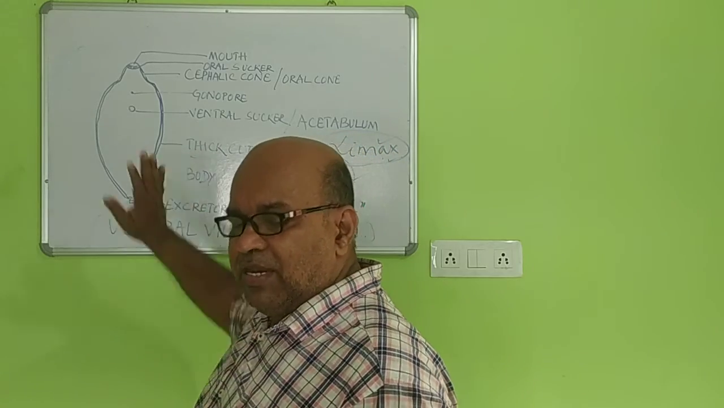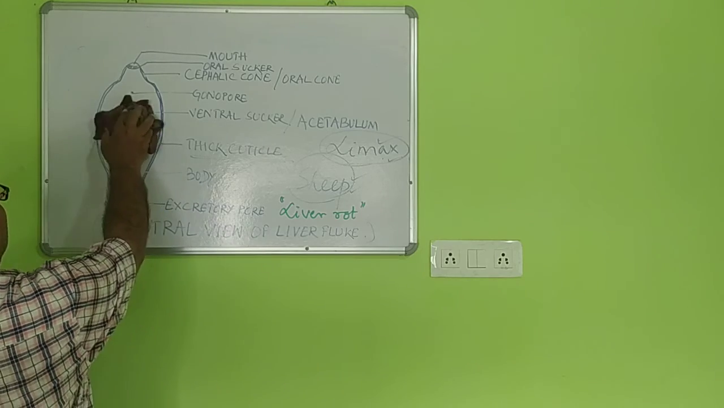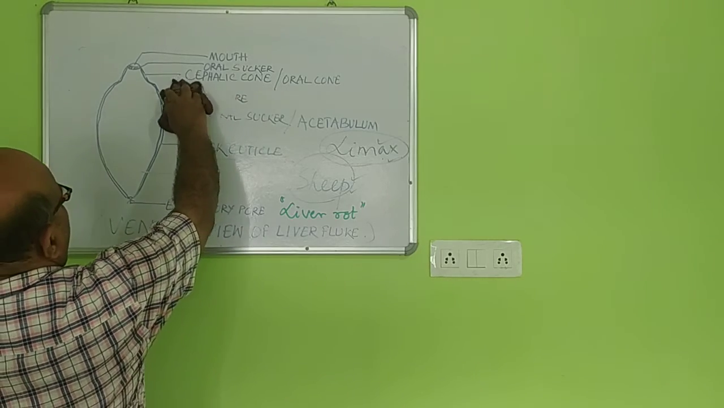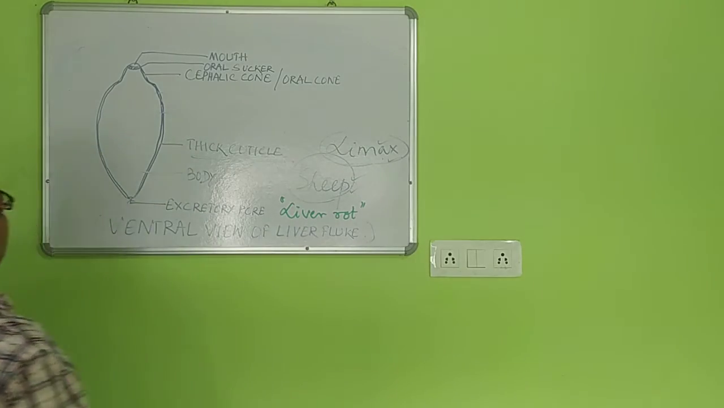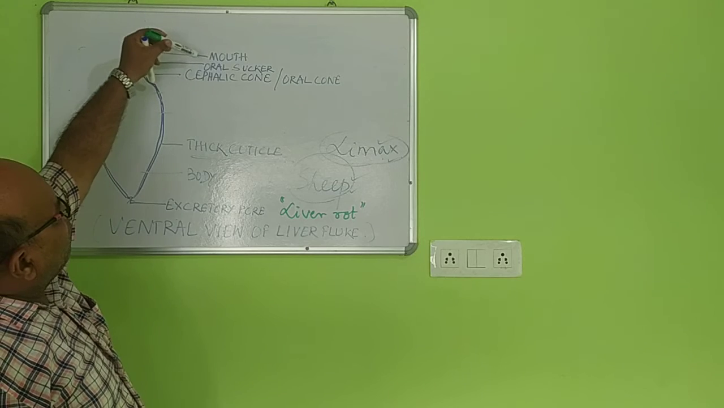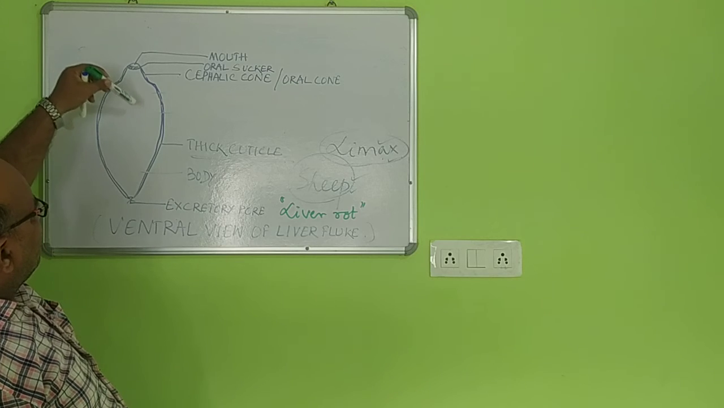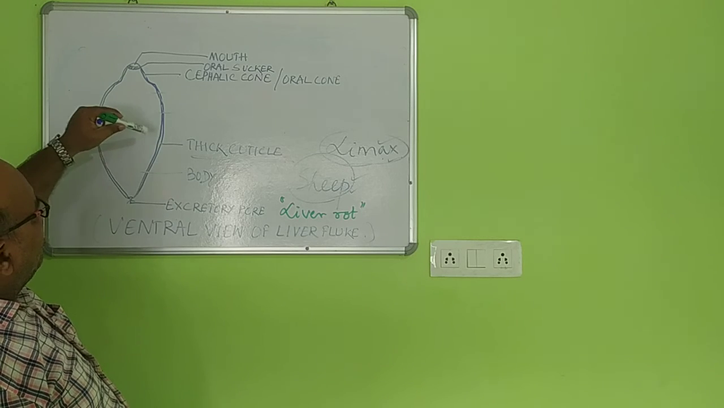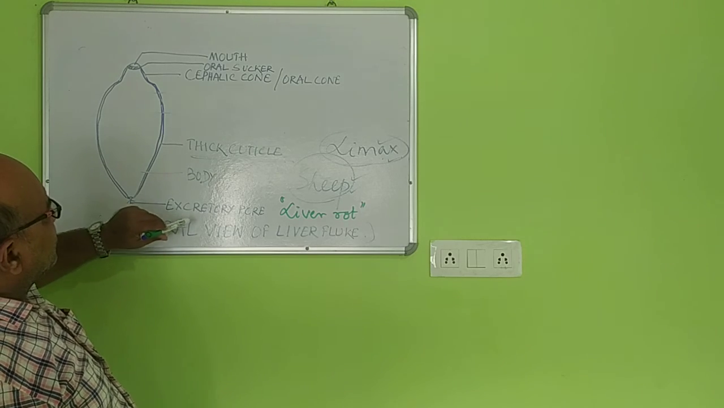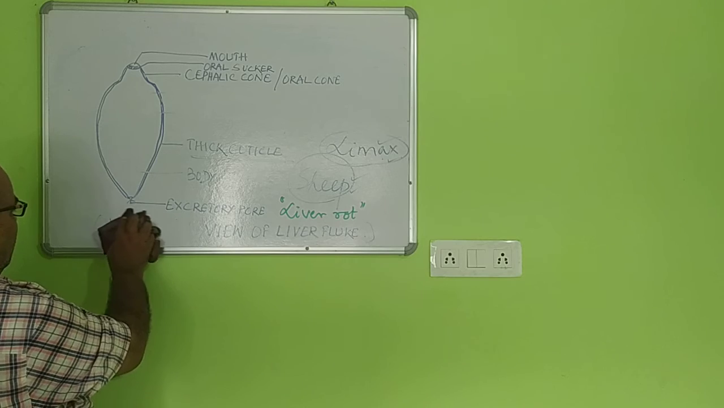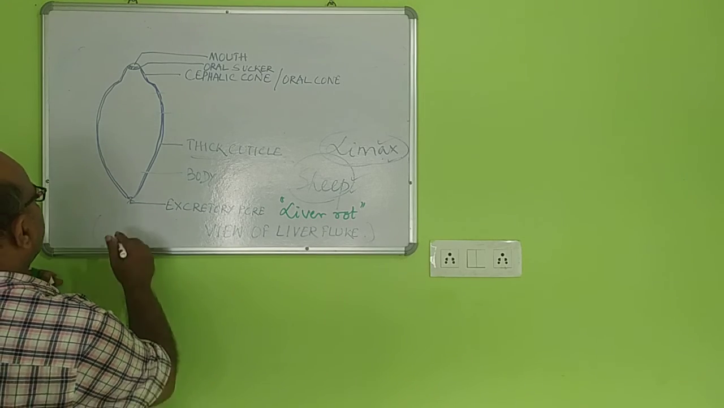This view is the ventral view, but dorsally you cannot find these pores. They are absent on the dorsal side. Dorsally you find the mouth, then the oral sucker, then the cephalic cone or oral cone. After it you find the leaf-like body, covered by the thick cuticle. Distally you find one pore, called the excretory pore. This view is called the dorsal view.